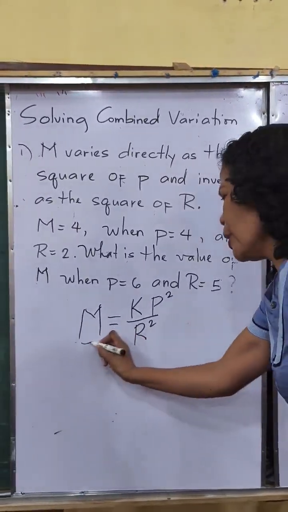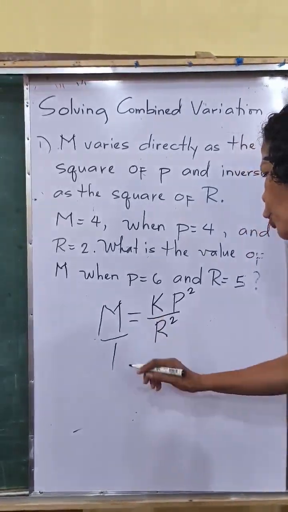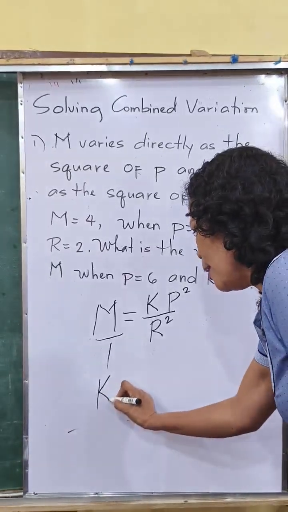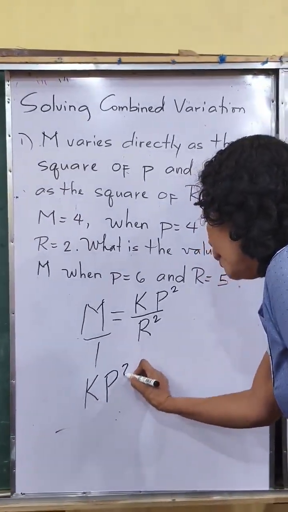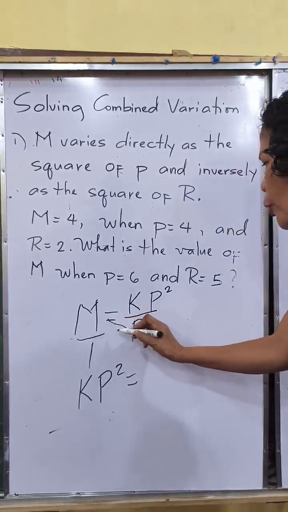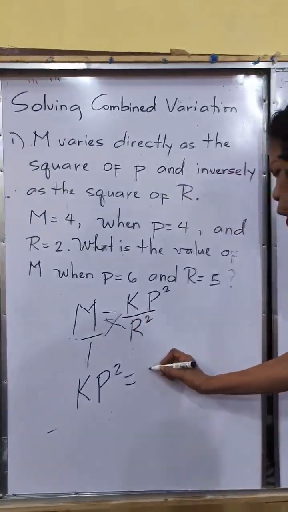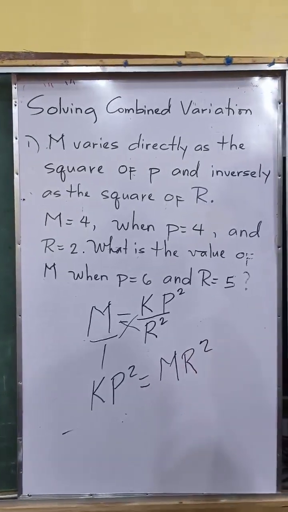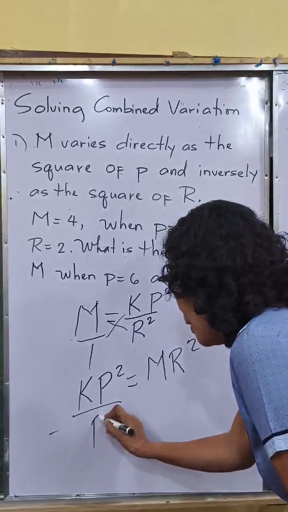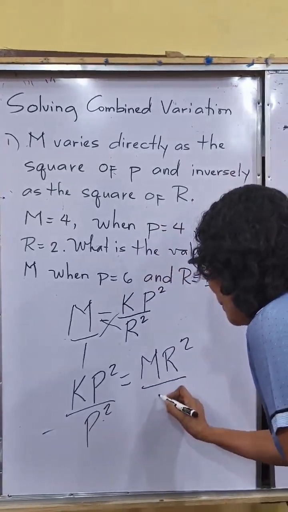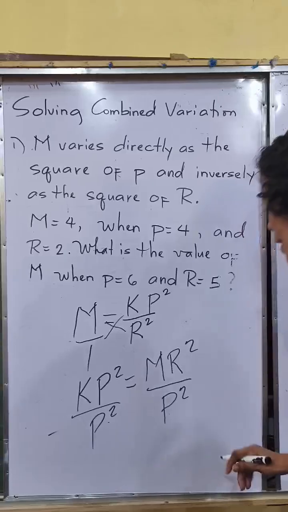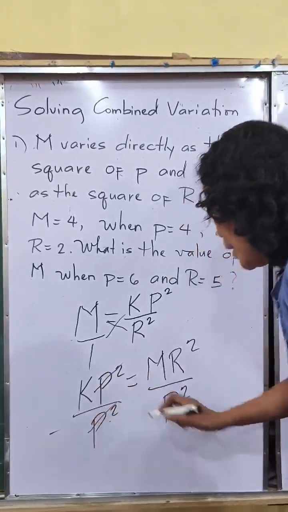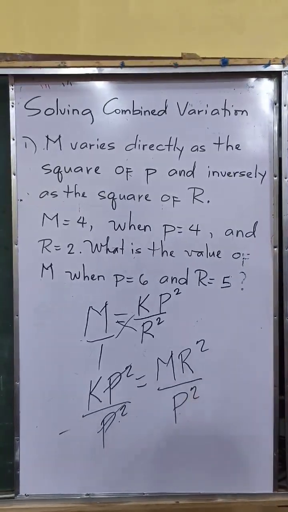So there's an imaginary 1 in here. 1 times, you do cross multiplication. 1 times P squared, that is P squared, which is equal to, so we have to cross multiply, M R squared. Then we divide both sides by P squared to eliminate the P. Since we are going to solve only for the constant, we can cancel the P. So this will be your equation.